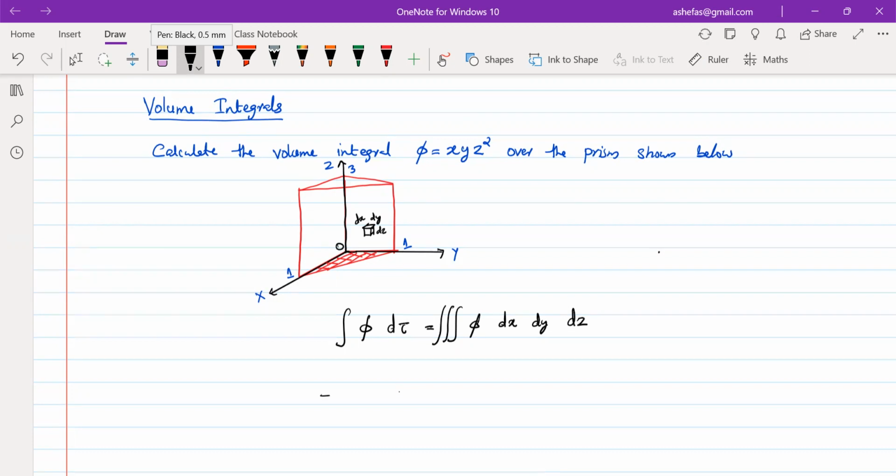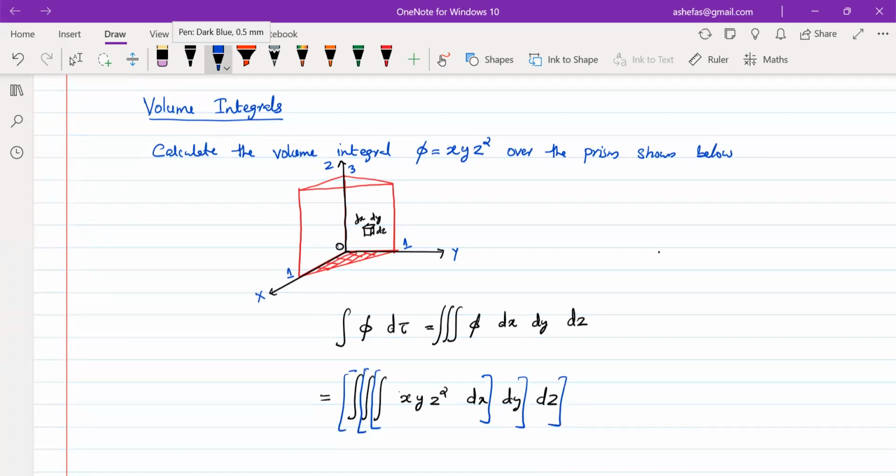Now what is phi here? The phi is x y z square, times dx dy dz. First I will perform the x integration. Thereafter I will perform the y integration. Then finally the z integration. So that is our strategy.